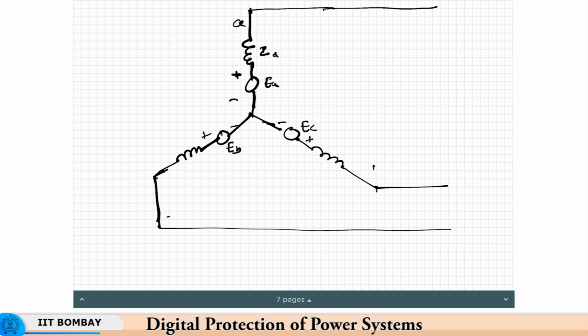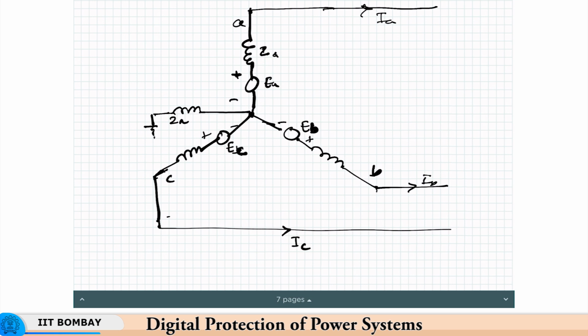This is phase A. Phase B, this can be written as EB and this can be written as EC. Okay, so this is IB. This is the IA and IC. Okay, and we will also take this neutral, which is connected to the ground through a grounding impedance Zn.